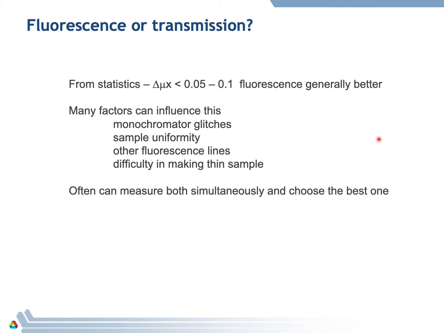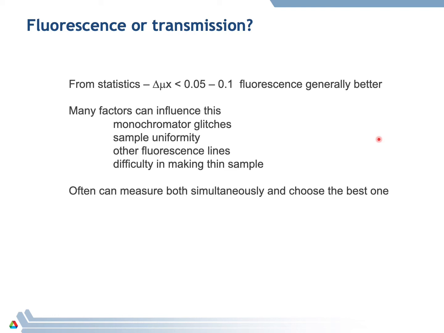So now I've talked about fluorescence and transmission, the issue comes up: which mode should we use? From statistics, if the edge step of the element of interest is less than about 0.1 or maybe 0.05, depending on the conditions, fluorescence is almost always better. But there are some other factors that might come into this.